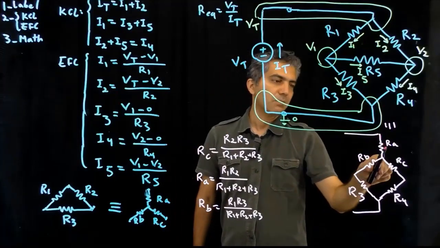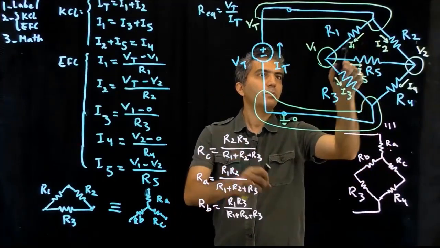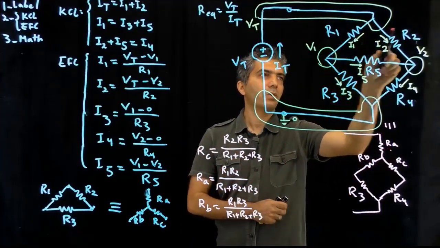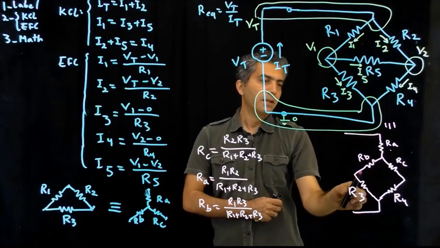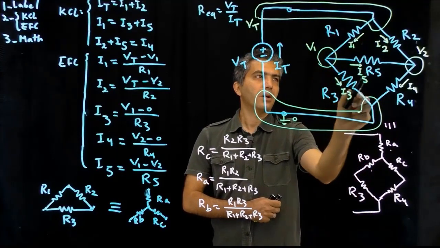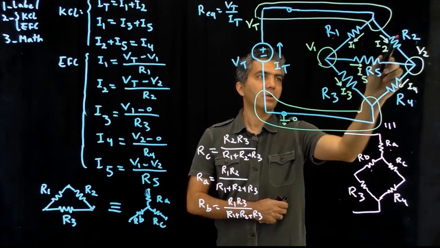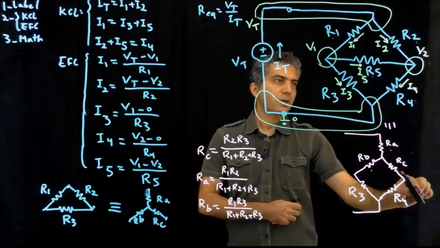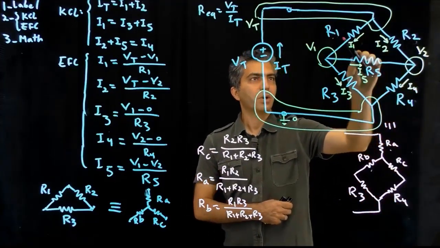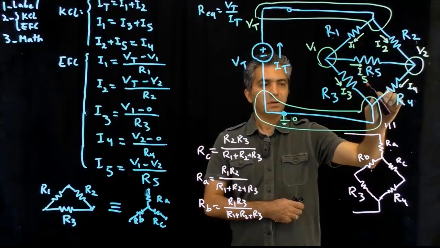Now what does that mean? That means that RA would be R1, R2 divided by R1 plus R2 plus R5. And then RB would be R1, R5 divided by R1 plus R2 plus R5. And RC would be R2, R5 divided by R1 plus R2 plus R5.